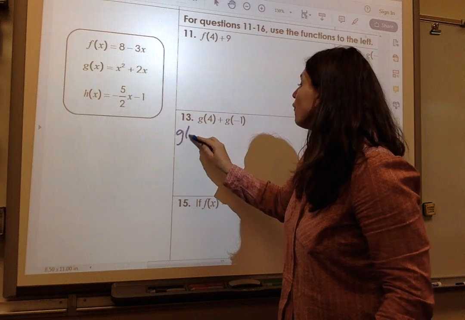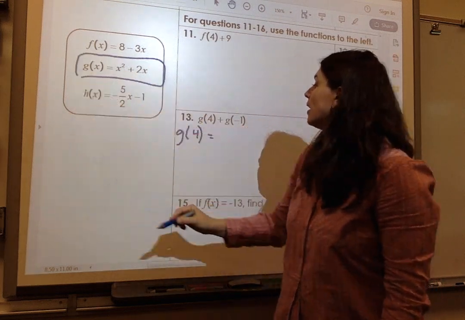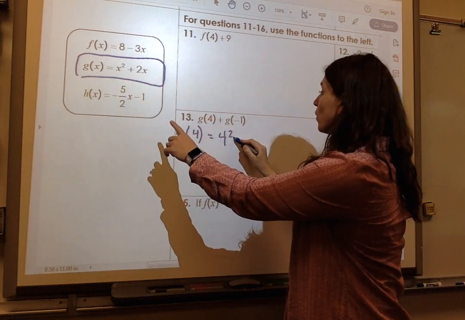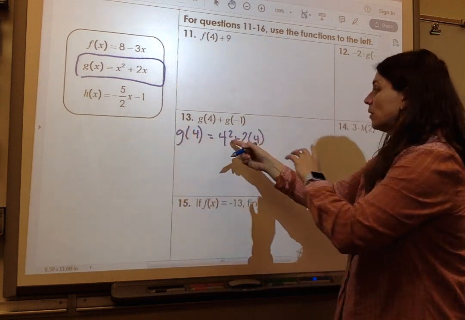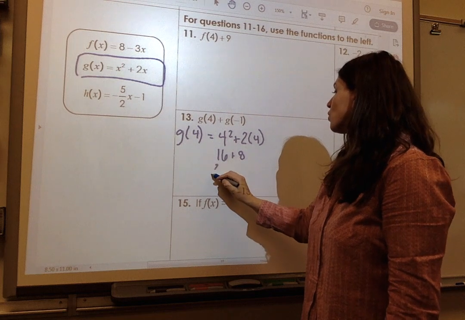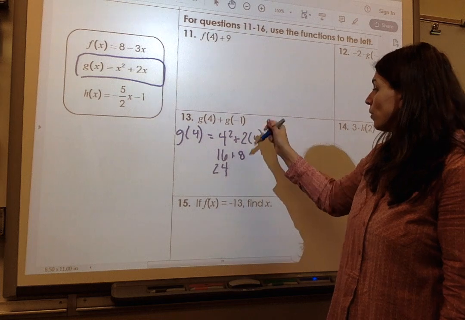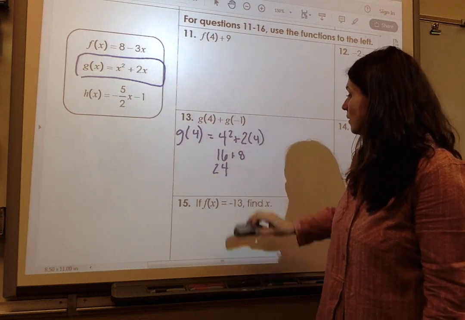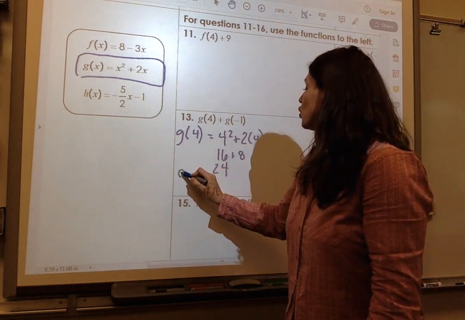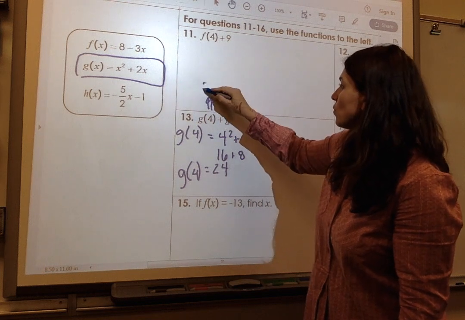Not f, we're looking at g. So we have g of 4 is going to be, here's my g function that it's talking about, and it's saying x squared plus 2x. So in place of x, I'm going to put 4 squared plus 2 times 4. Okay? And then I get 16 plus 8. And 16 plus 8 is 24, right? Is that right? No, it's not. Yes, it is. Brain fart, sorry. Yes, it's 24. So g of 4 is 24. So my answer here is 24.